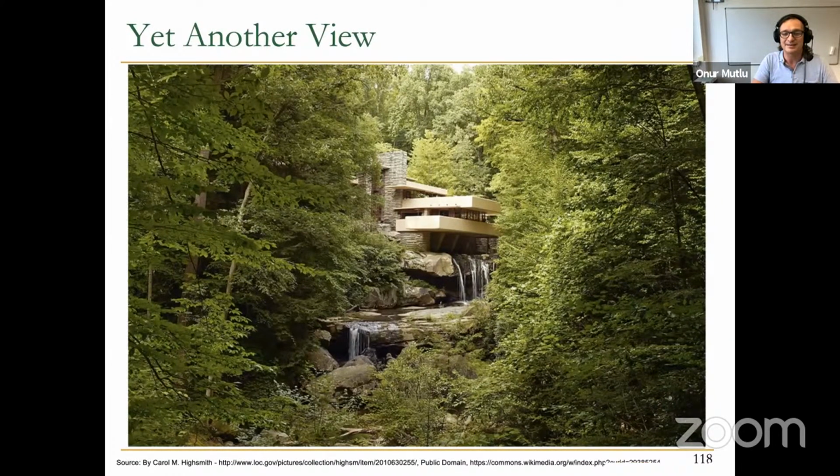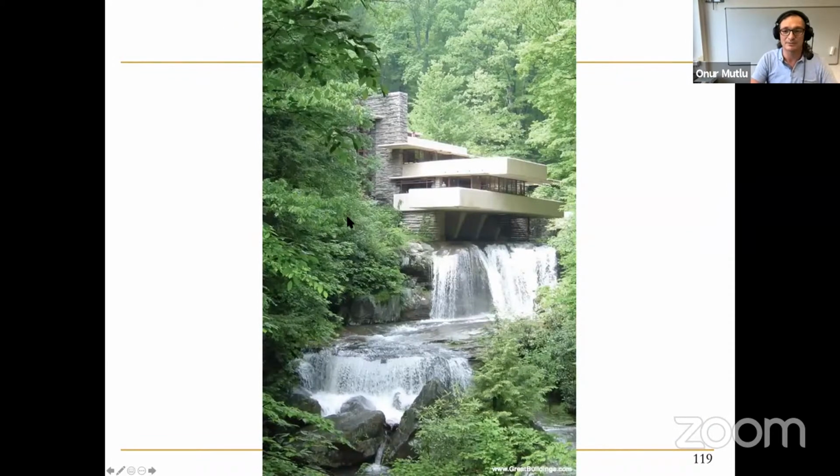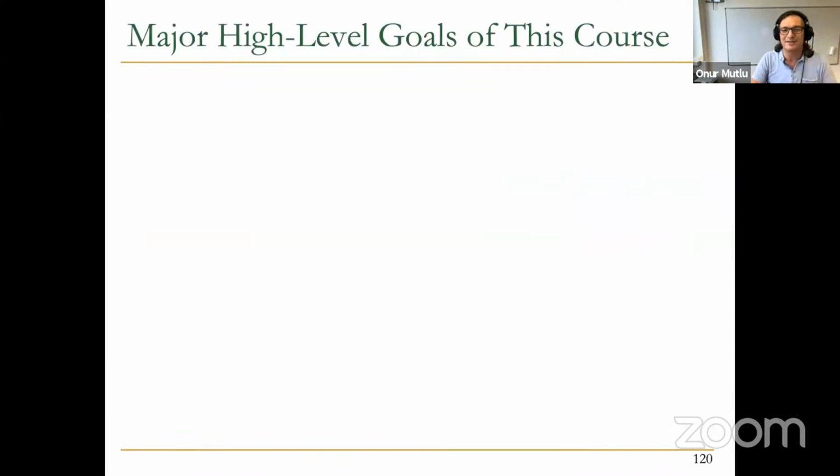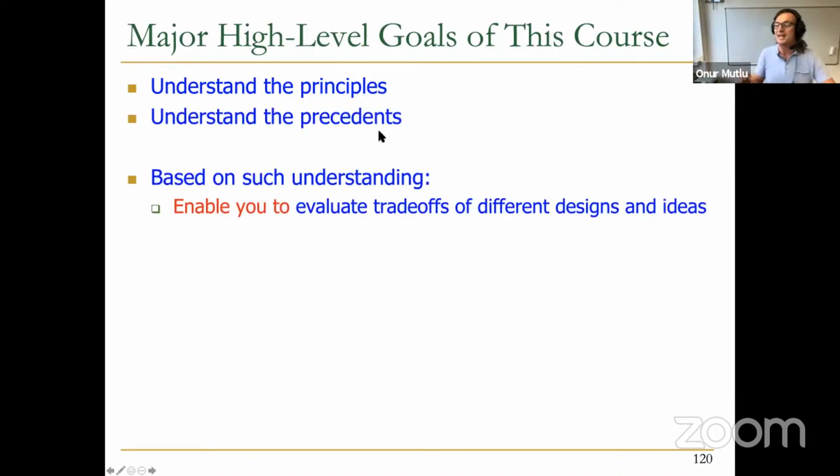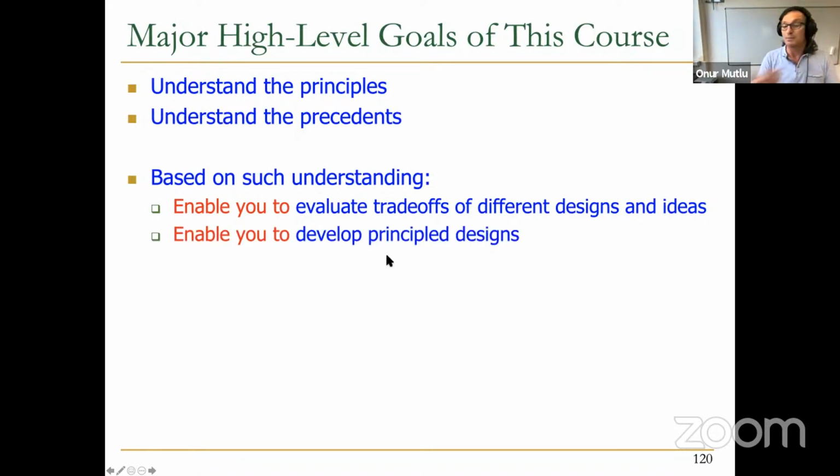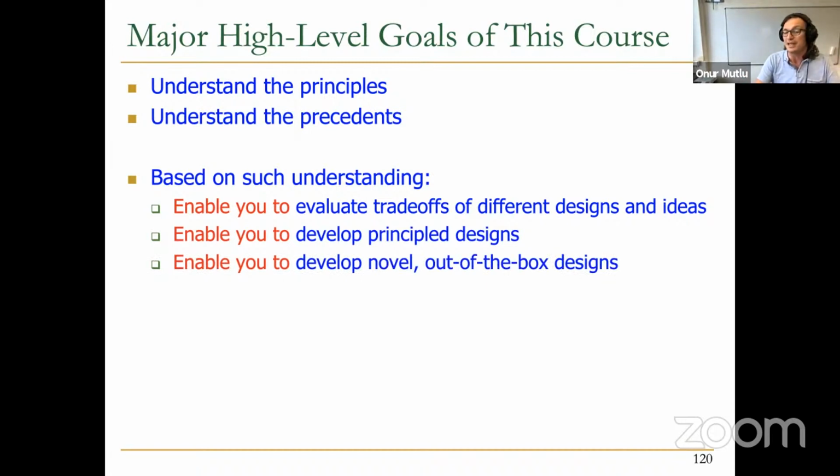Okay, let's see. I don't know why this is taking too long. Okay, so I think that brings me, I've kind of covered this, but major high-level goals of this course is really to understand the principles that should be applied to solve a particular problem, because principles can change also, right? If you're bound by computation, maybe being processor-centric is a good idea. But if you're bound by data access, then maybe being data-centric is a better idea, right? So understanding the principles and how to apply them is important. Understanding the precedents is also equally important so that you can understand what are the problems with existing systems and what principles you should apply to solve what problems. And based on such understanding, hopefully we will enable you to evaluate trade-offs of different designs and ideas, and enable you to develop principled designs, and hopefully even more novel and out-of-the-box designs.